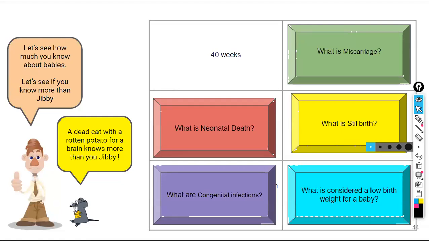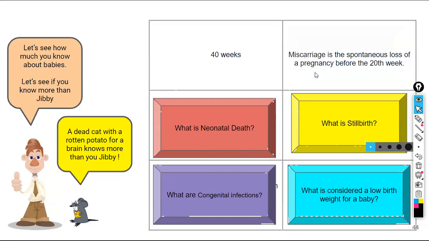All right, so that one was easy. I think a lot of people would have known that offhand. Let's see the next one. What is a miscarriage? That's the green one. Now, a miscarriage is when you lose a baby before it's born. But you have to memorize this for the exam. A full pregnancy is 40 weeks. It's only considered a miscarriage if you lose the baby before the 20th week.